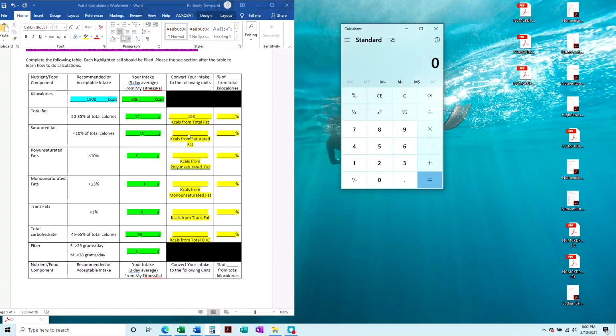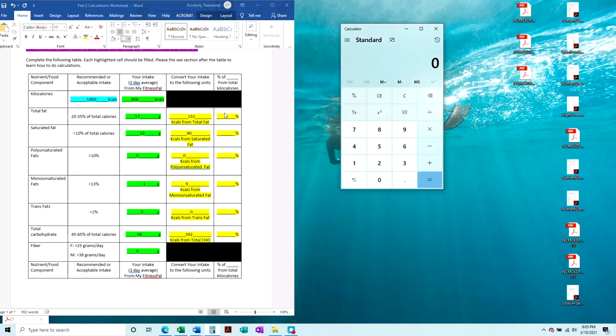So the next one right here is going to be 10 times 9. So 10 times 9 is 90. So I'm going to put 90 here. This one is 0, so obviously this is going to carry over to 0. Monounsaturated fats, I have 1. So 1 times 9 is 9. Here again, I'm going to put a 0 because I don't have any. And then right here is total carbohydrates. I have 98 grams of carbohydrates. I'm going to times this one by 4 because there's 4 kilocalories in a gram of carbohydrates. So that actually comes out to 392.